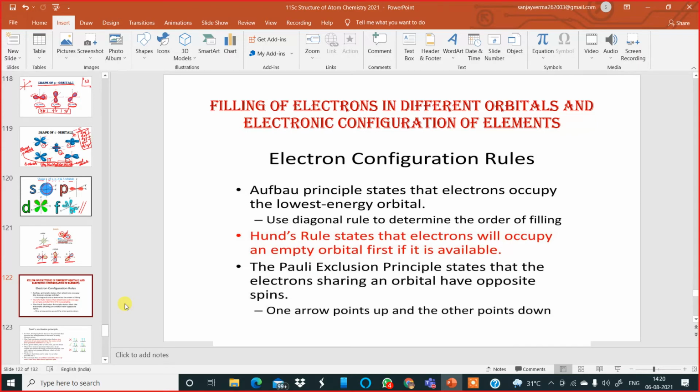Filling of electrons in different orbitals and electronic configuration of elements is the most important part of chemistry for you all in class 11. This is the most important part which you have to understand. Taking the help of this part, you will be able to write down the electronic configuration of almost all the known elements which have been discovered and manufactured by man so far.